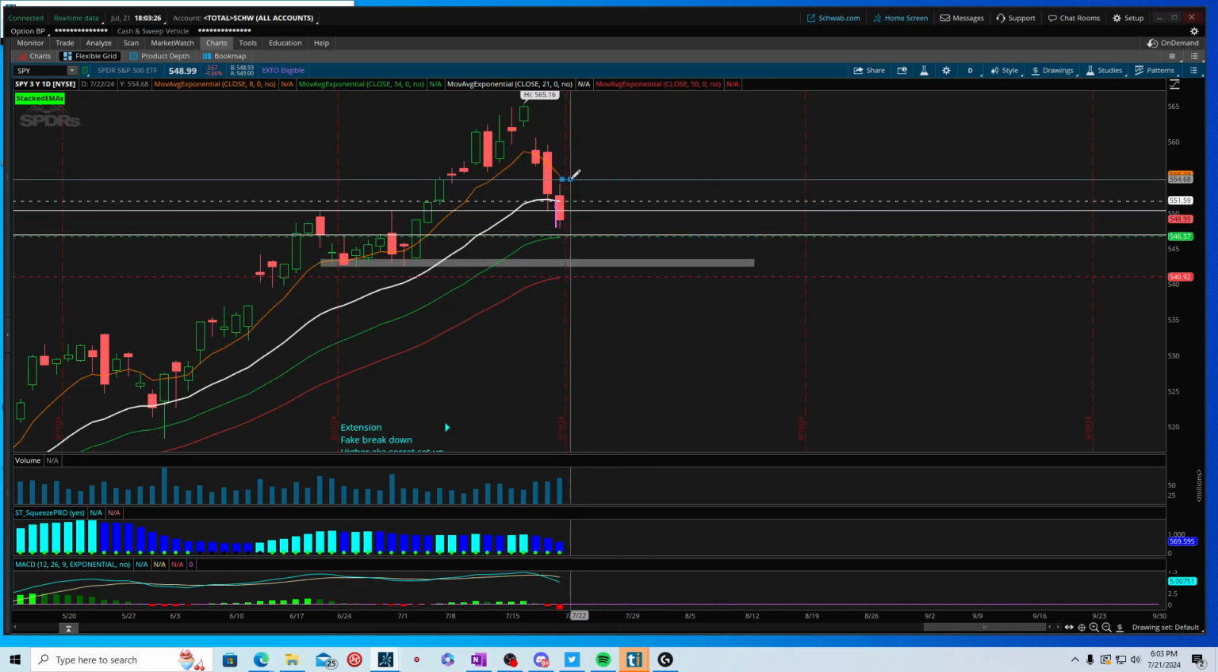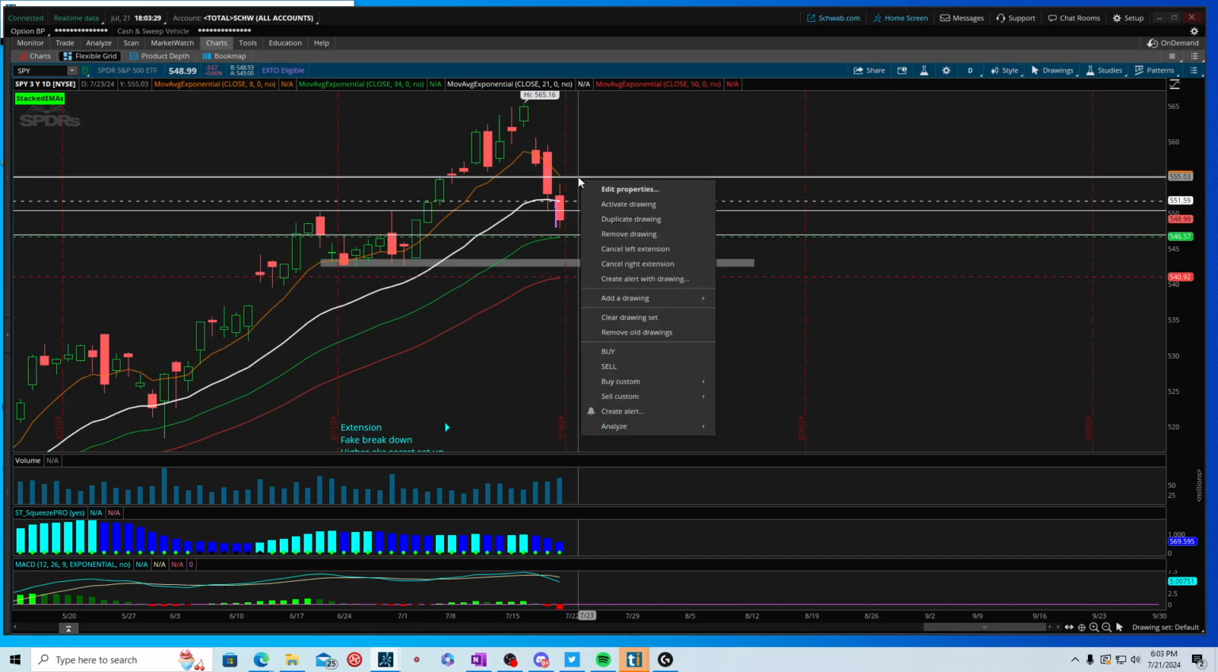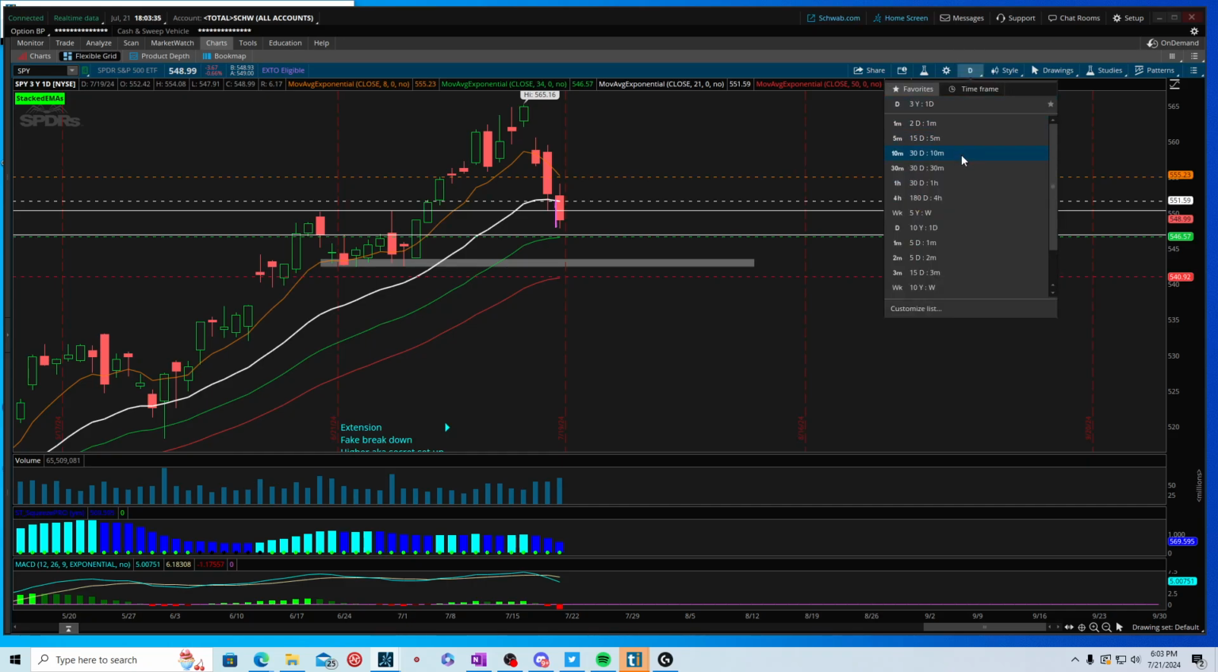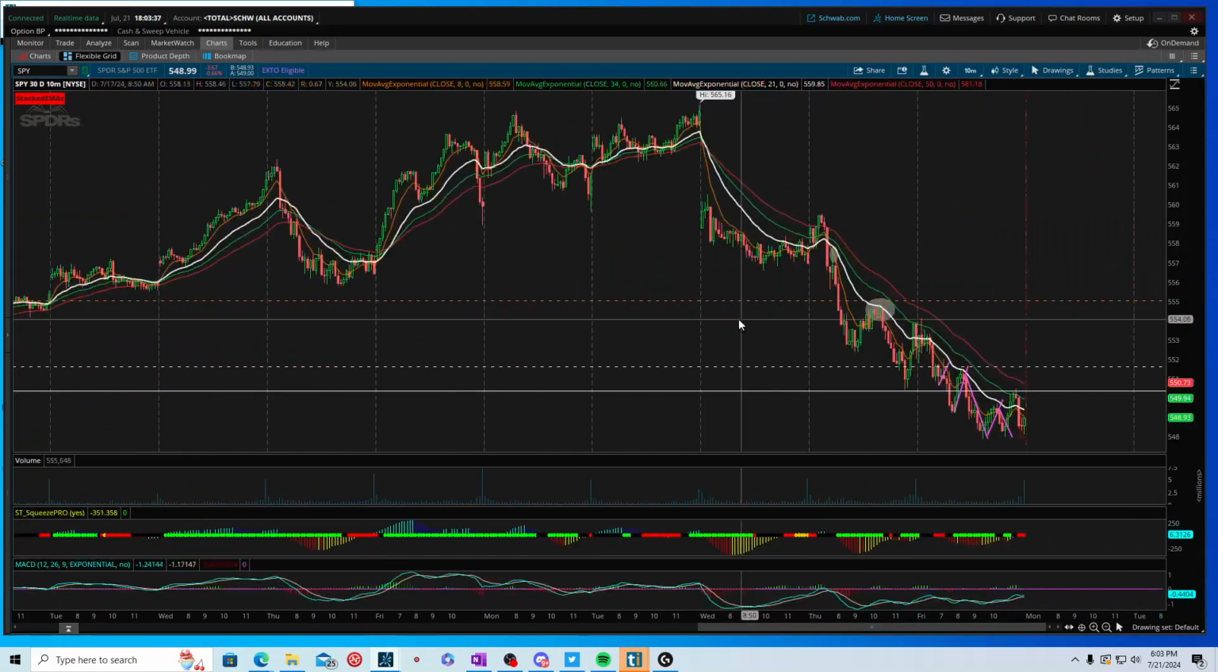So this is what my 10-minute chart would look like. When I switch to the 10-minute chart, it would have these already plotted on there. So I know exactly where they are, and I don't have to even look at the daily chart. I already have my pivots plotted because they're white lines, and I have my EMAs plotted.